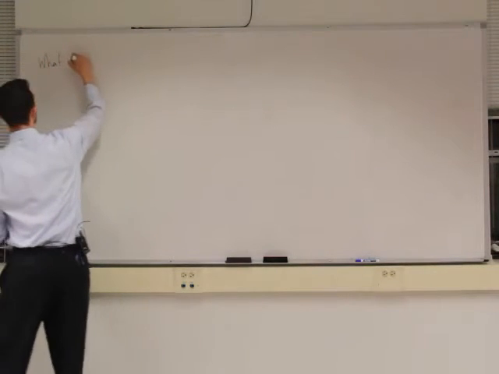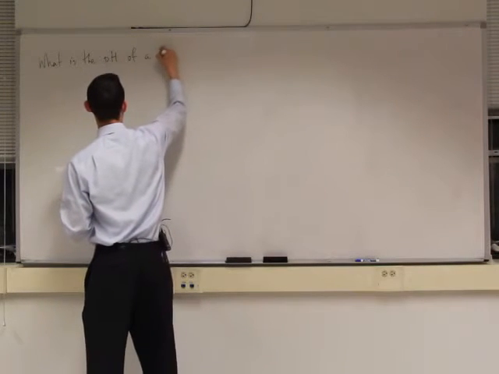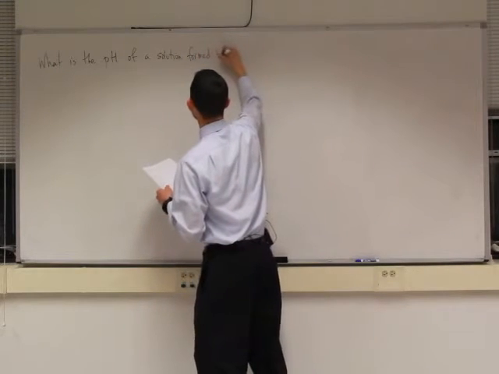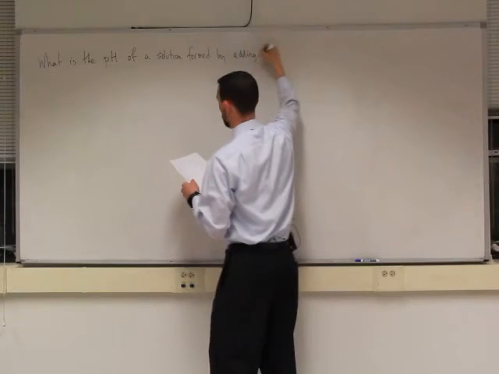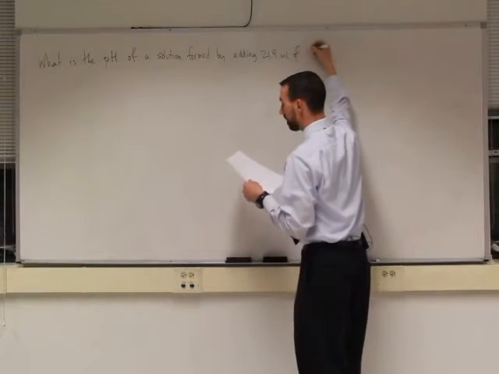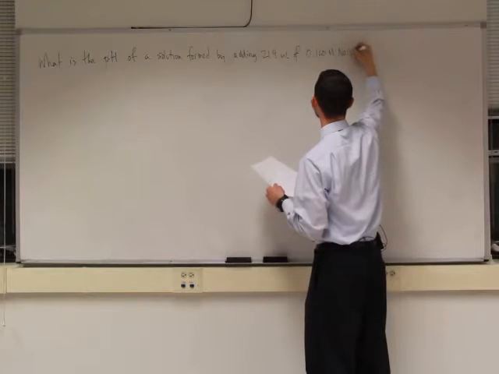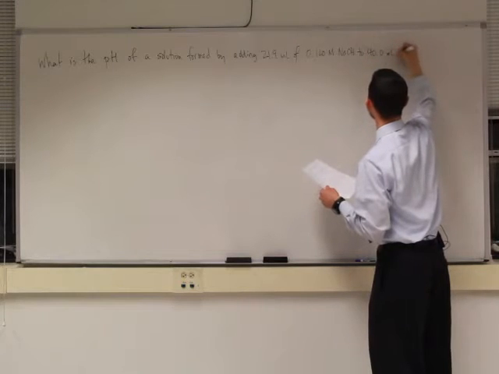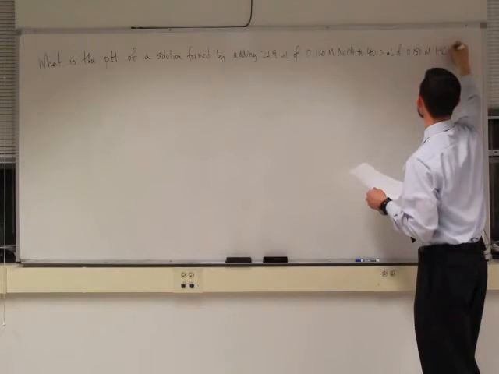This will look fairly similar though. So what is the pH of a solution formed by adding 21.9 milliliters of 0.160 molar sodium hydroxide to 40 milliliters of 0.15 molar HCN.